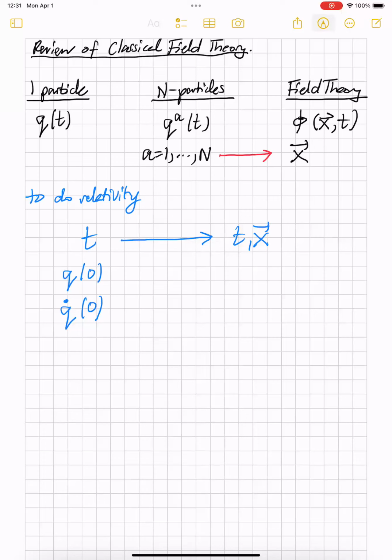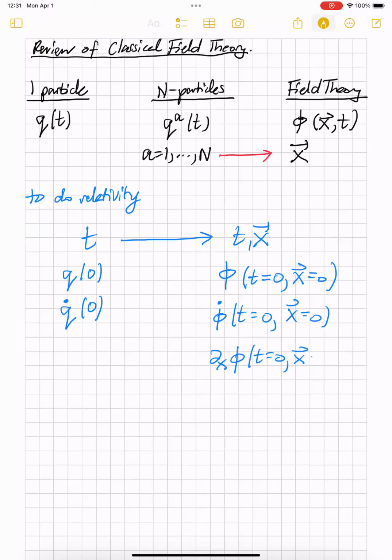If you are doing field theory, well, if I think that I replace t by t and x, I might think that I should specify the value of the field at t is 0 and x is 0. I might also specify the time derivative of the field at t is 0 and x is equal to 0. I might also specify the x derivative of the field, again, at the initial time and at the spatial origin. The y derivative of the field, again, at t is 0 and the spatial origin. And finally, the z derivative of the field, and again, at the initial time and at the origin.